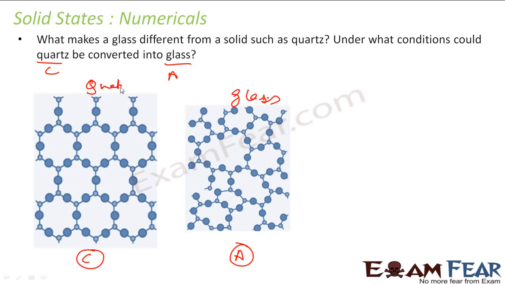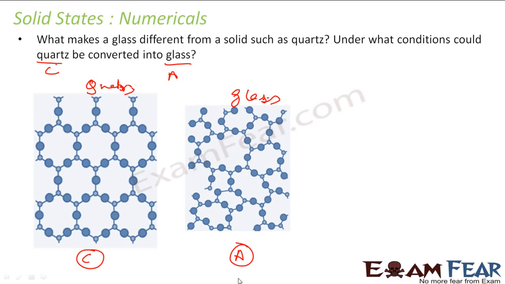So the difference is pretty obvious. We can see the arrangement. In quartz it is crystalline, it's properly arranged, it's a long range order arrangement. The glass is not arranged properly, the constituent particles are not arranged properly. Glass is a super cool liquid, it's amorphous. It has short range order, correct? But this quartz has a long range order. Now the question is, how will you convert quartz to glass, that is from crystalline to amorphous?